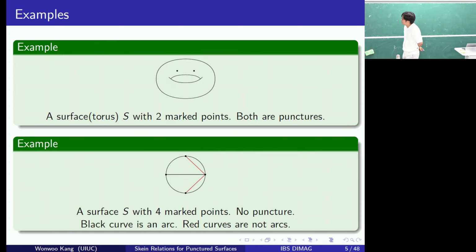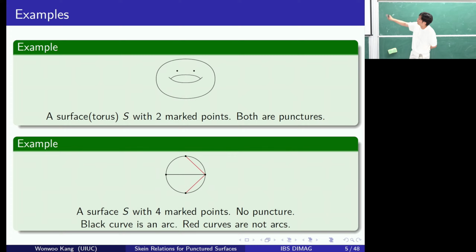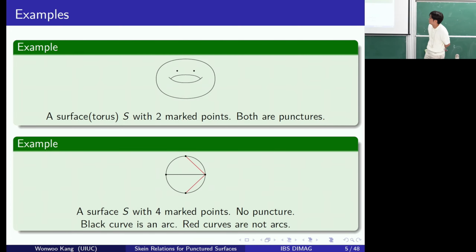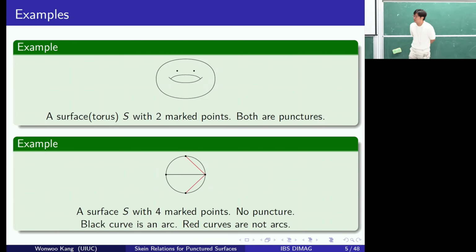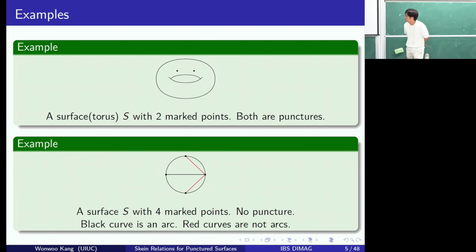A small example will be this. In the first example, there's a torus with 2 punctures, and because these 2 marked points are in the interior, we call both of them punctures. In the second example, there's a circle with 4 points on the boundary. All of these marked points are on the boundary, so none of them is a puncture. As I mentioned in the definition of the arc, it shouldn't cut out a monogon or bigon. The red arcs cut out a bigon, which is a polygon with 2 vertices, so the red ones will not be arcs. The black ones will be the only arcs.